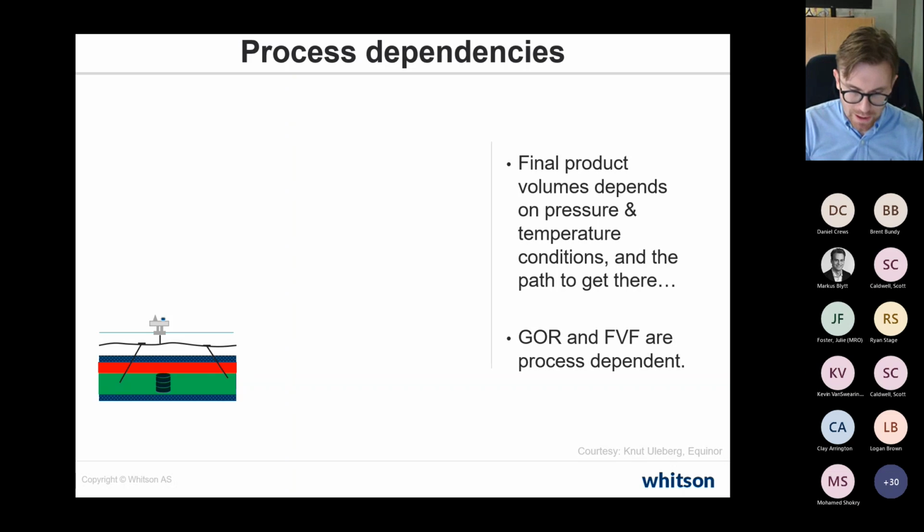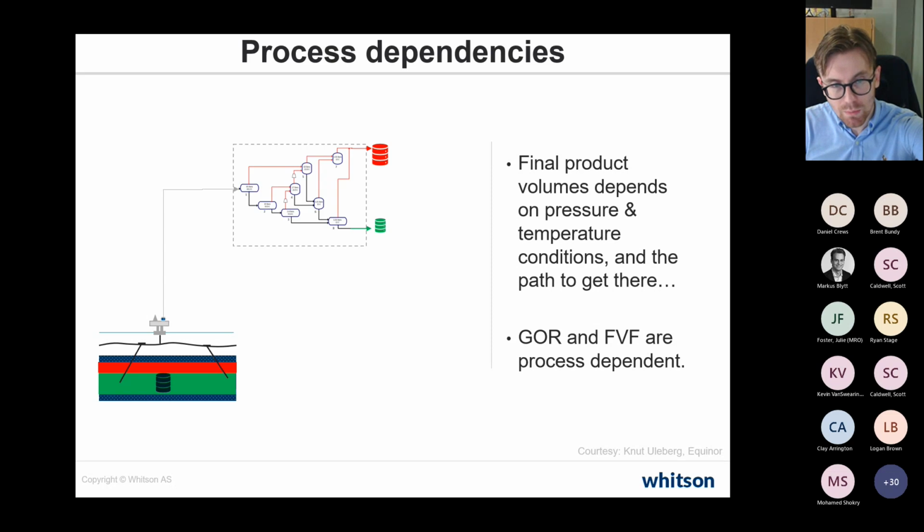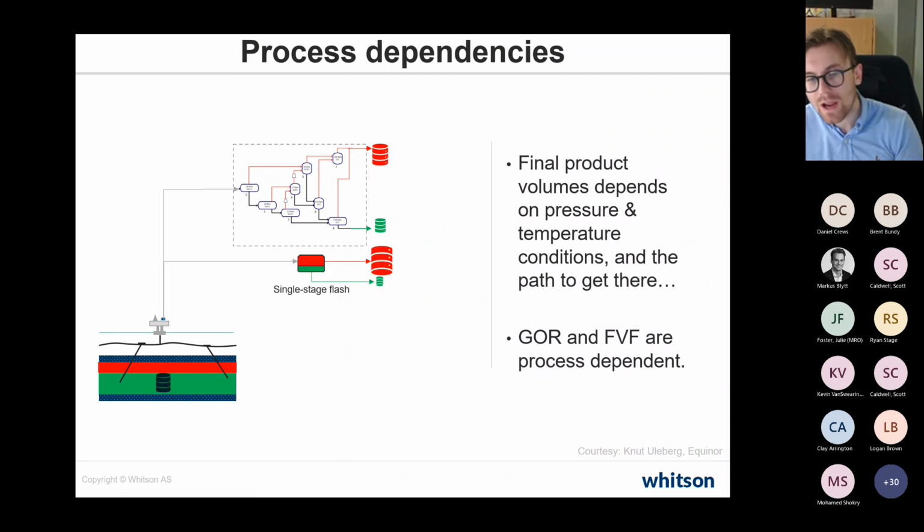I'll try my best. If we have an oil barrel to the left here, and we produce this oil barrel through a super complex processing system, a gas plant here at the top, we get a certain volume of gas and oil. That will be different than if we flash that straight to stock tank. If we do no processing and just separate it at stock tank conditions, we get a gas phase and an oil phase. It will also be different than if we, for instance, have a test separator at a higher pressure than stock tank conditions.